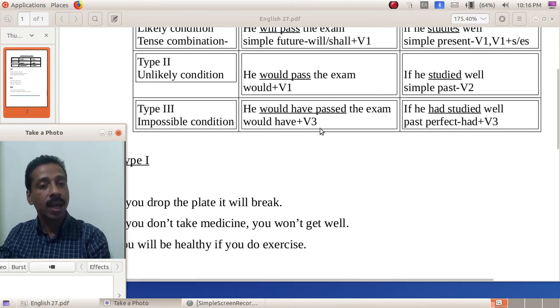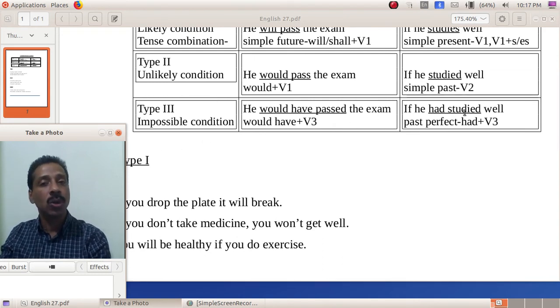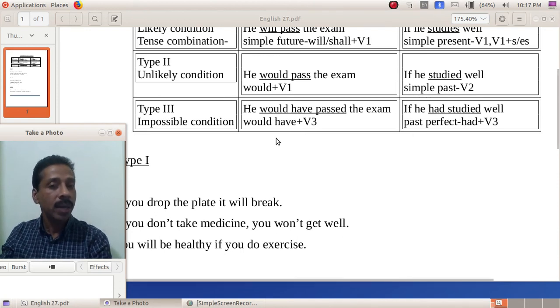Okay, and then how do we express this impossible condition? That also is regarding this verb combination. If we have to show that it is something impossible or an impossible condition, this if clause should be in past perfect. That means had plus V3 form of the verb, that is past perfect. You have already learned it in tenses. And the main clause will be would have plus V3.